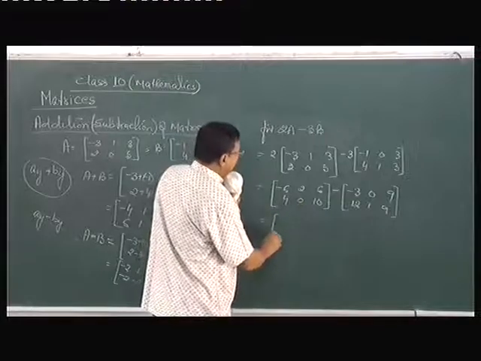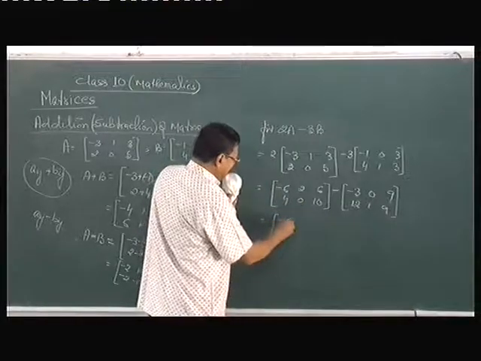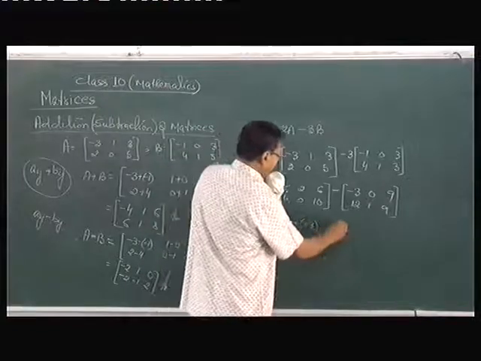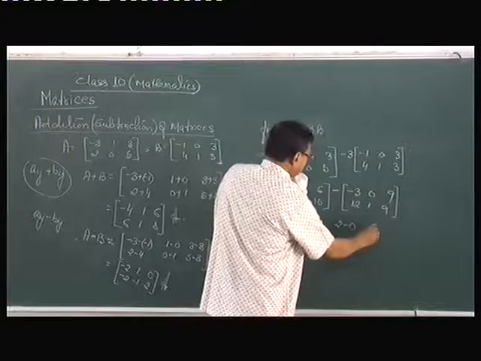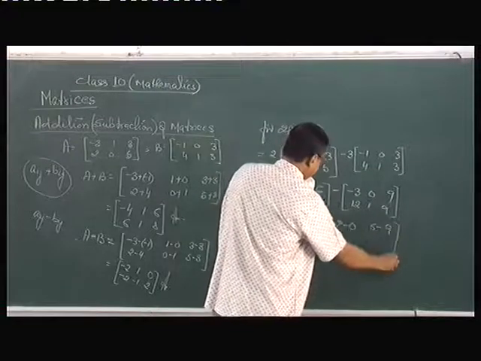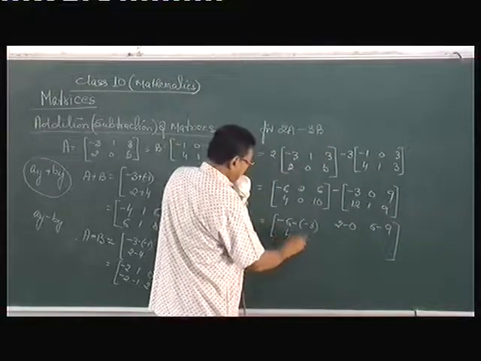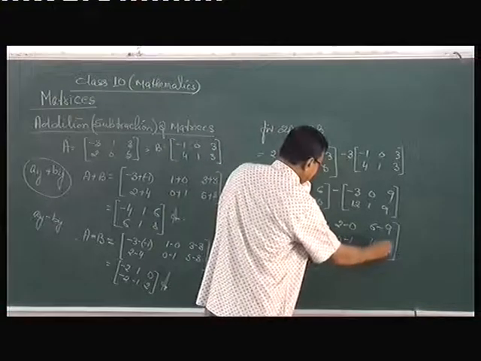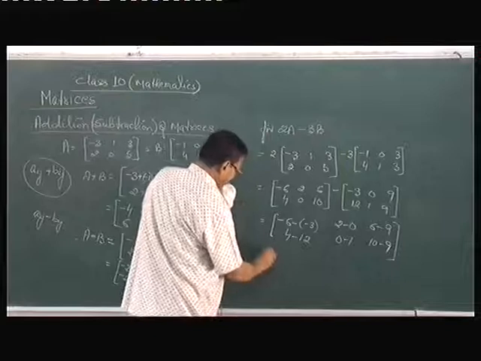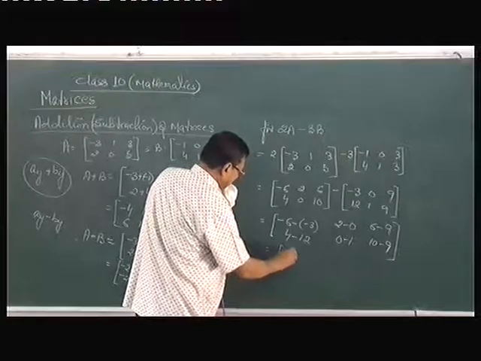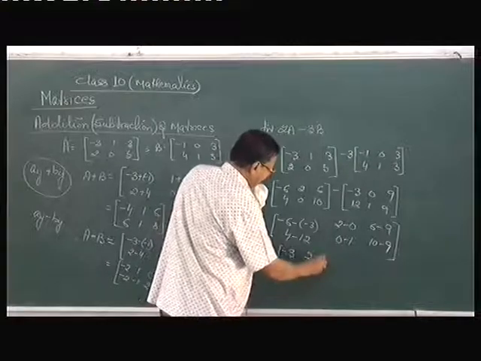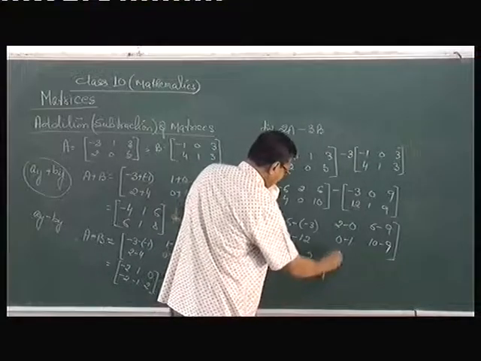Now adding, sorry, it's subtracting. So minus 6 minus minus 3, 2 minus 0, 6 minus 9. This will be 4 minus 12, 0 minus 1, 10 minus 9. So this is minus 3, minus 8, 2, minus 1, minus 3, 1.